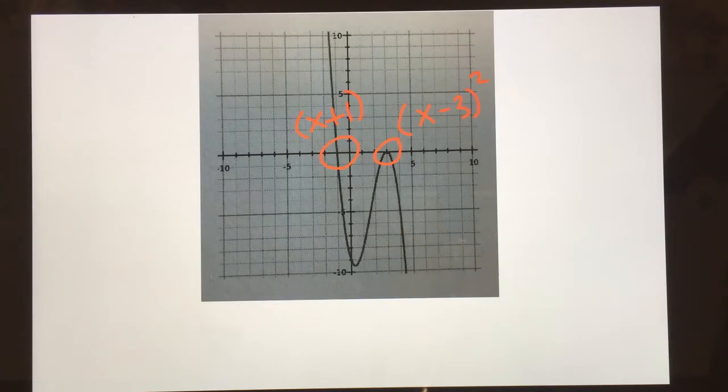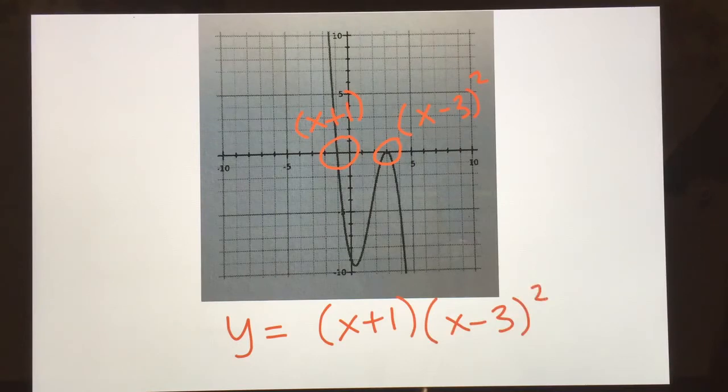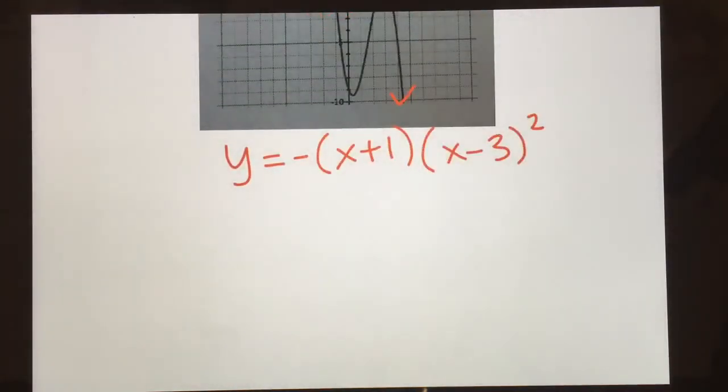So if I was to write this problem out using the linear factorizations to start with, I would say y equals x plus 1 and x minus 3 squared. And then I have to look at my end behavior on this, so you can see that my first arrow goes up, my second arrow goes down, and so that means that overall this is a negative graph, and so I have to have a negative in front of my parentheses. So if it said linear factorizations, we would be done. But because it says standard form, we're not finished. We actually have to do all the multiplying out on this.